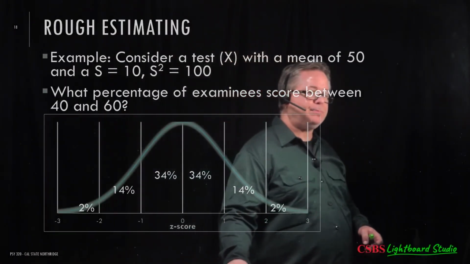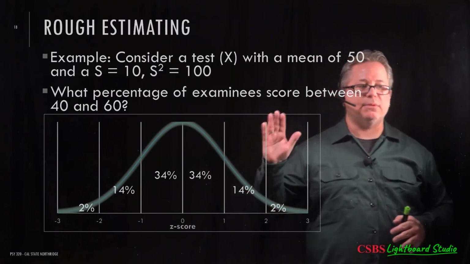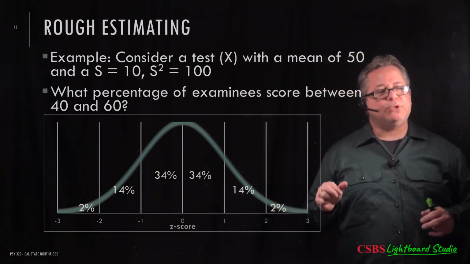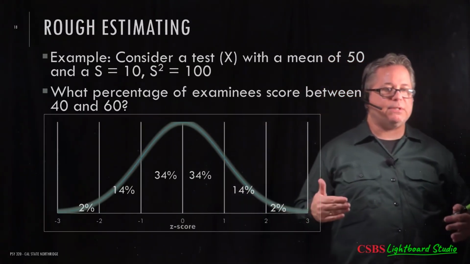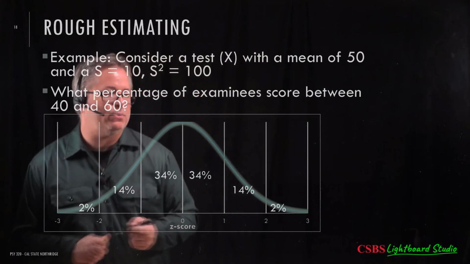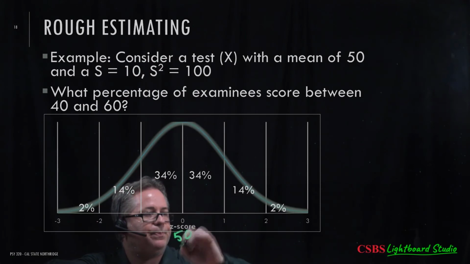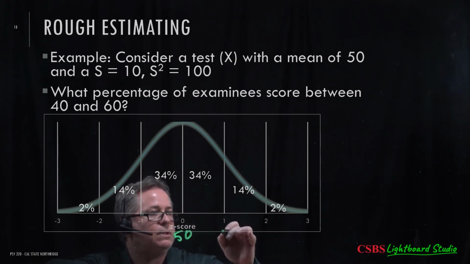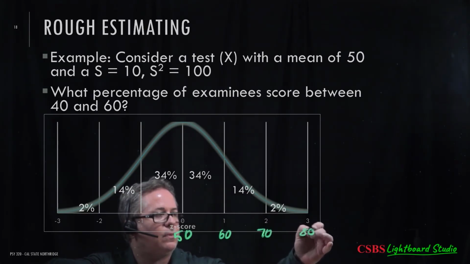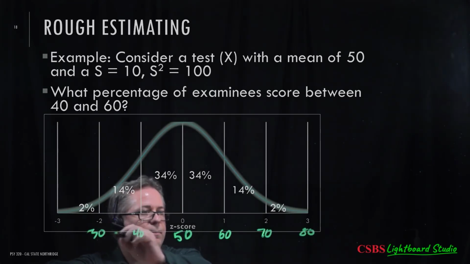Let's do one more. Consider the same test again. Test X, mean of 50, standard deviation of 10. Now it's talking about ranges. What percentage of examinees score between 40 and 60? Having this drawn out, the first thing I would do is place this at 50, 60, 70, 80. This would be 40, 30, and 20.